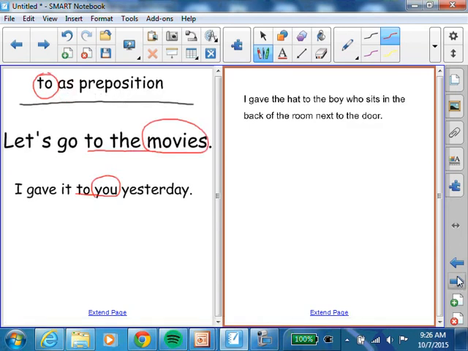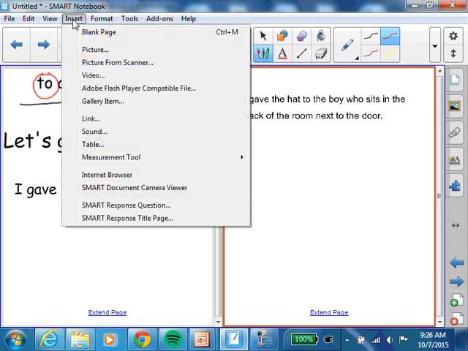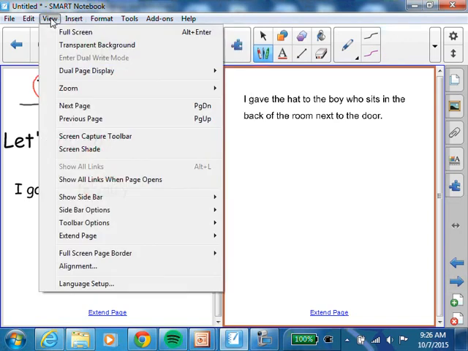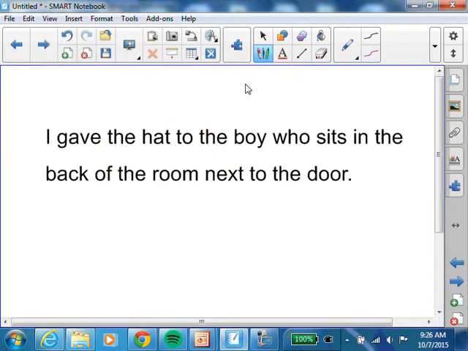And the last thing that I want to talk about here, guys, let's turn the dual display off. The last thing I want to talk about is the fact that lots of the sentences that you speak that come out of your mouth on a day-by-day basis are really just made up of strings of prepositional phrases. Half of what we say, it seems sometimes, is prepositional phrases. I gave the hat to the boy who sits in the back of the room next to the door.